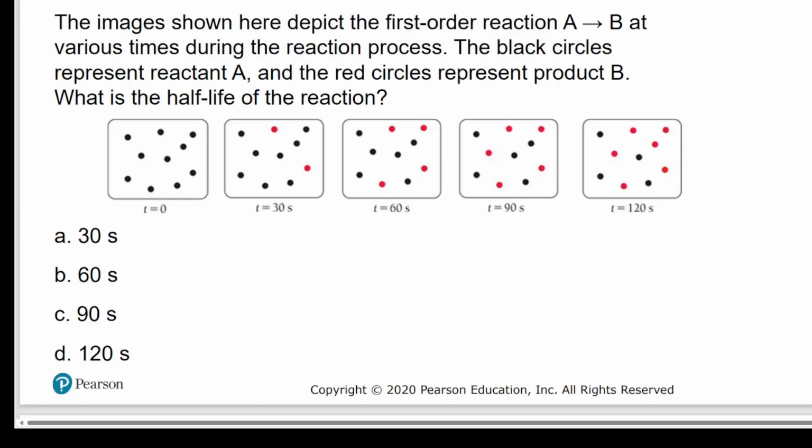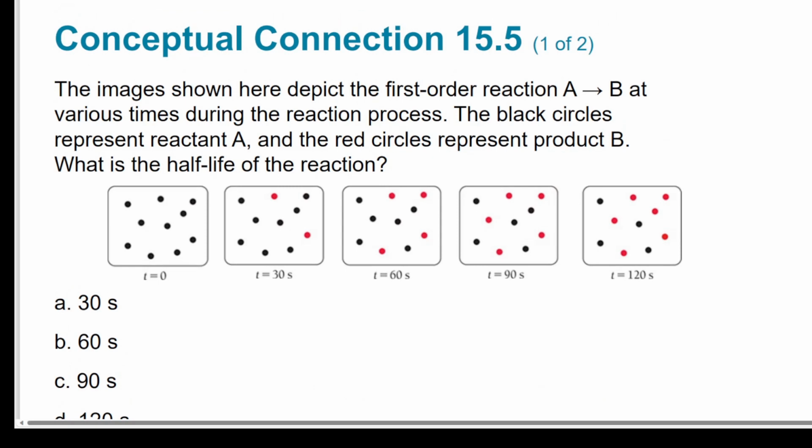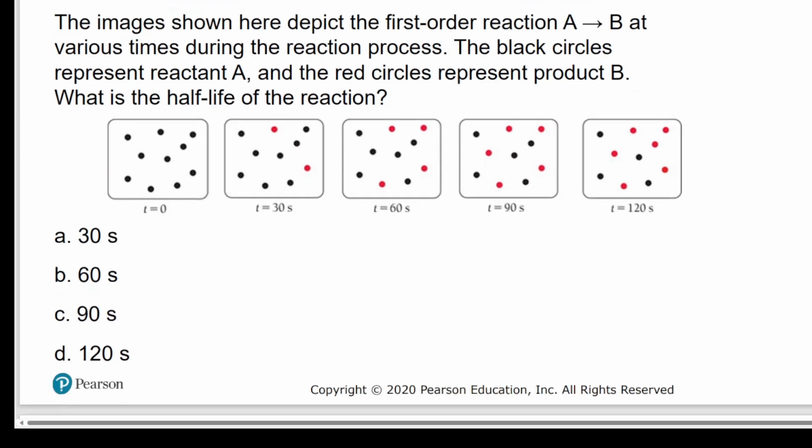Here we see Conceptual Connection 15.5. The images shown here depict a first-order reaction where A is shown at various times during the reaction process. The black circles represent reactant A and the red circles represent product B. What is the half-life of the reaction?